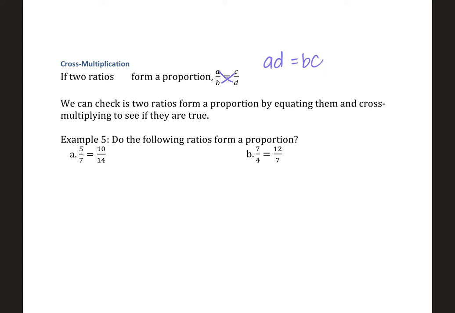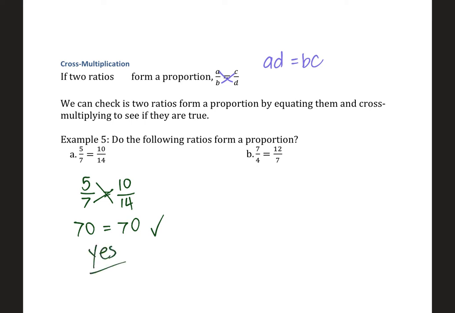Cross multiplication. We can check if two ratios form a proportion by equating them and cross multiplying to see if they are true. For example 5, we're going to just do it by example. Do the following ratios form a proportion? I could check this by doing that cross multiplication. So we have 5 over 7 is equal to 10 over 14. I'm rewriting it so I have more space. 5 times 14, 7 times 10. One thing you might also want to do is simplify one of them. If you can simplify it, then that's another way to do it. But for this one, I'm just going to cross multiply. 5 times 14 is going to be 70. And then we have 7 times 10 is 70. Since this is true, then it is a proportion.